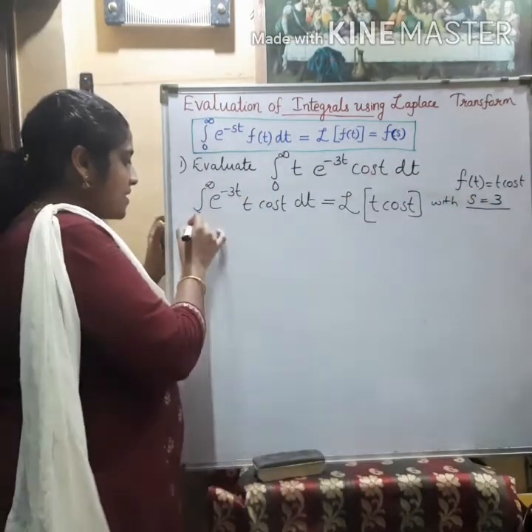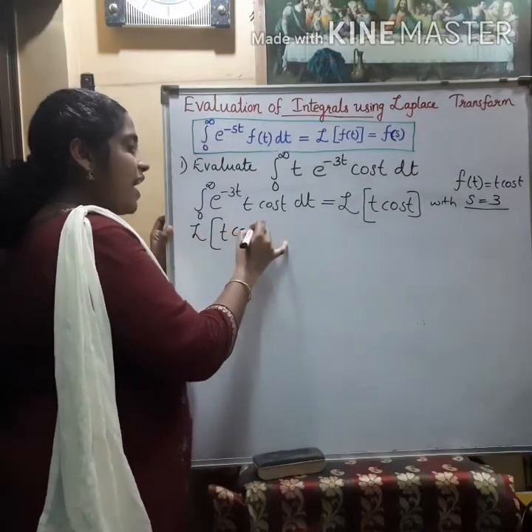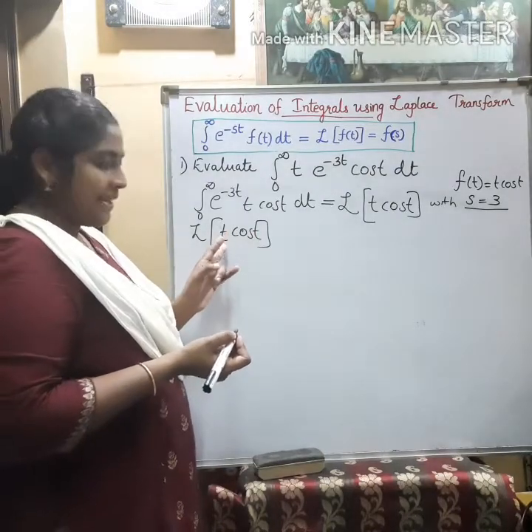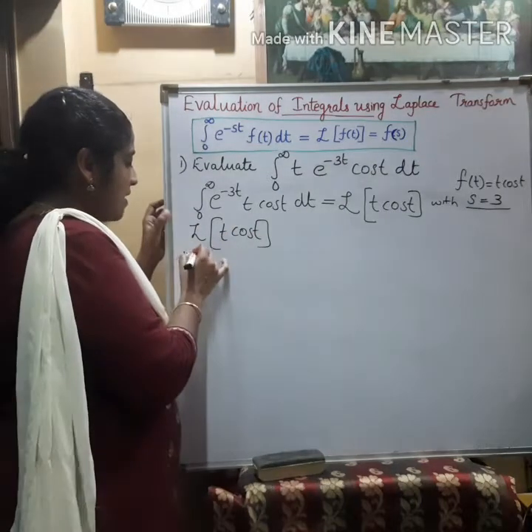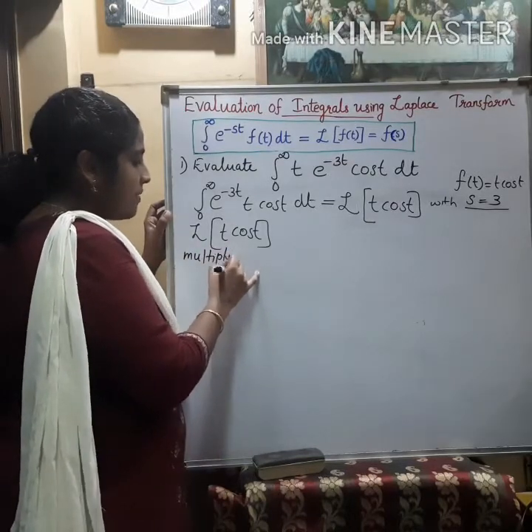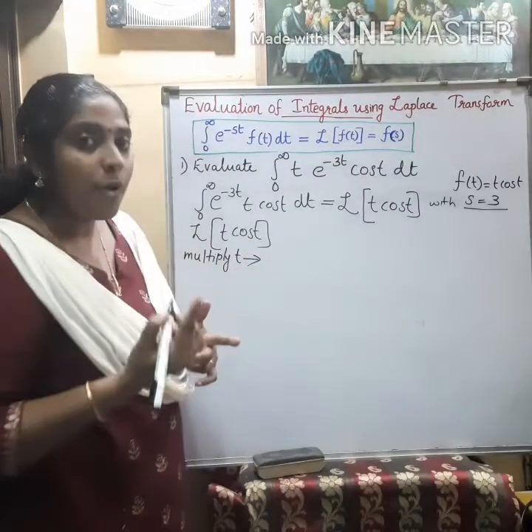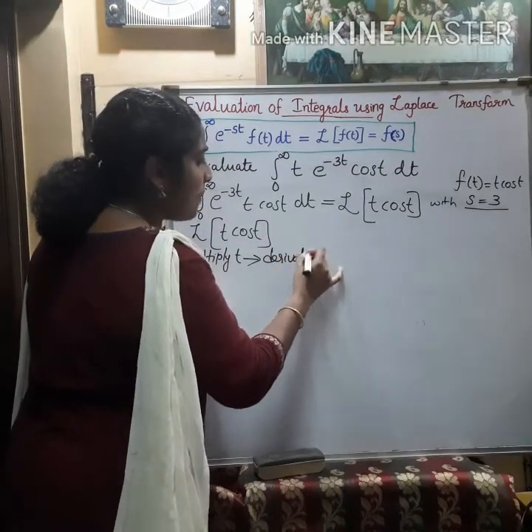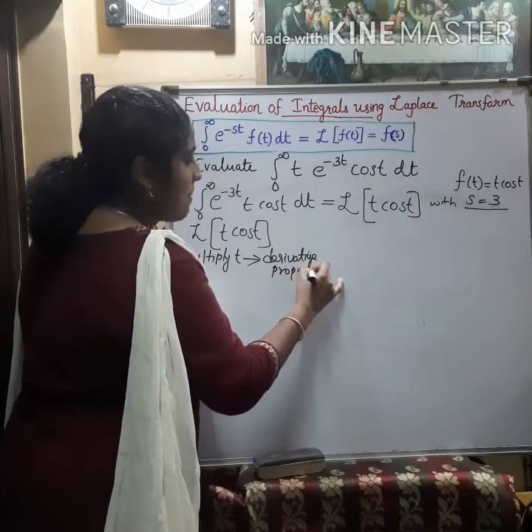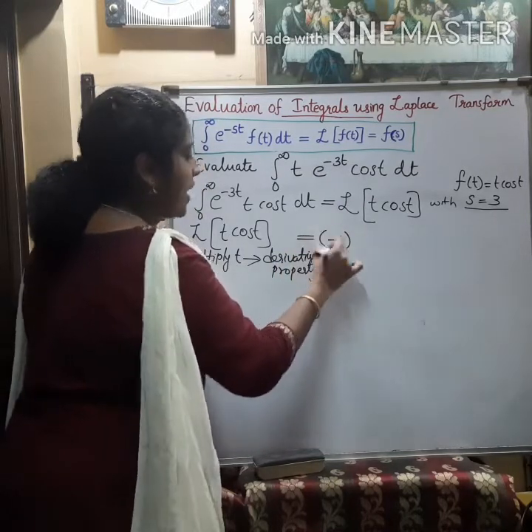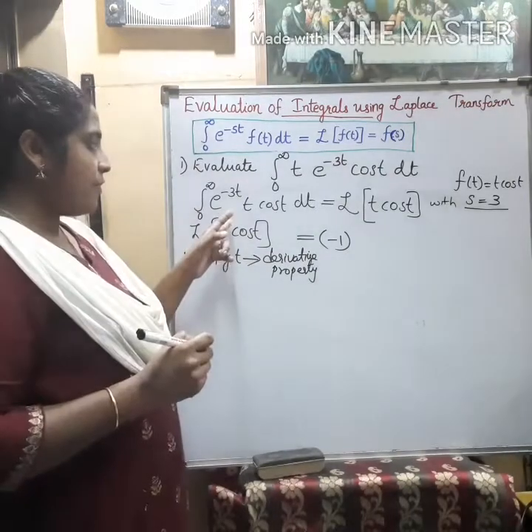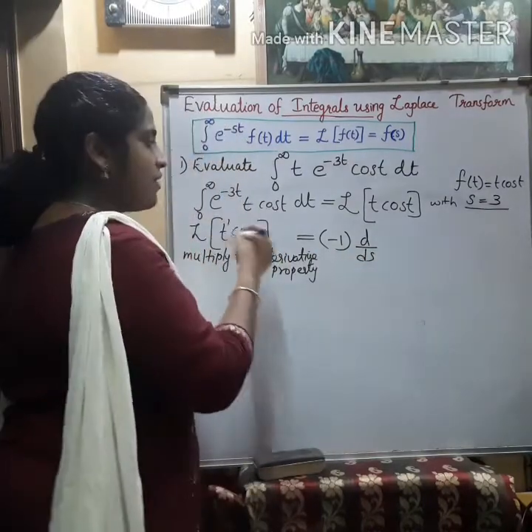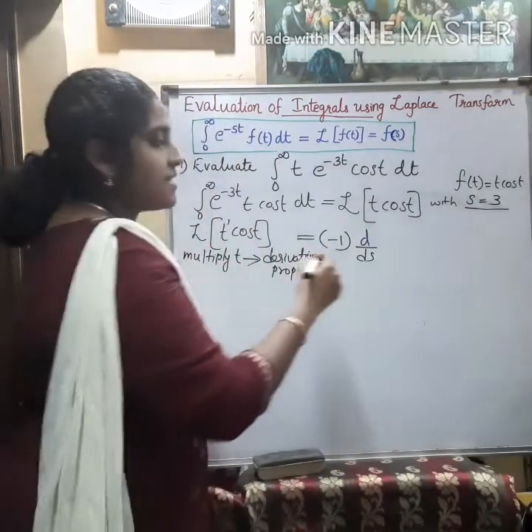Now what is the Laplace transform of t cos t? For that we have to know all the properties of Laplace transform. Here the cos t is multiplied by t. If a function is multiplied by powers of t, then we use which property? The derivative property of Laplace transform. What is the derivative property? It is minus 1 raised to n, where n is the power of t. What is the power of t here? 1. So minus 1 raised to 1, d by ds, first order, d by ds of f of s.